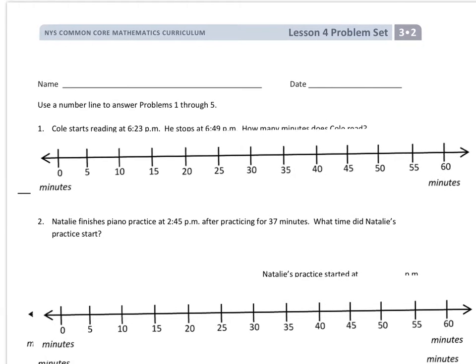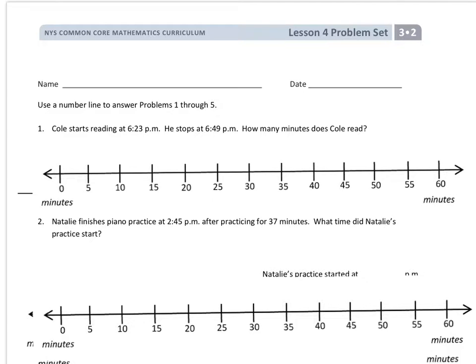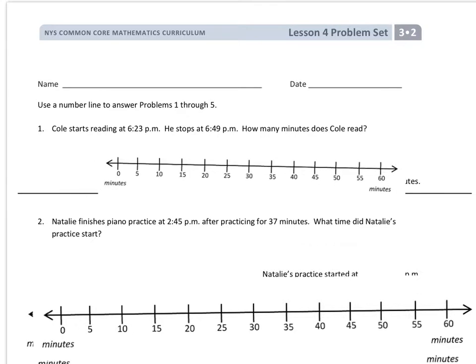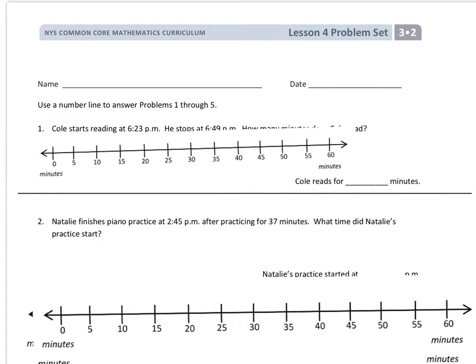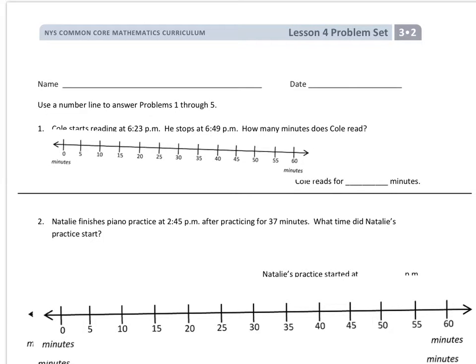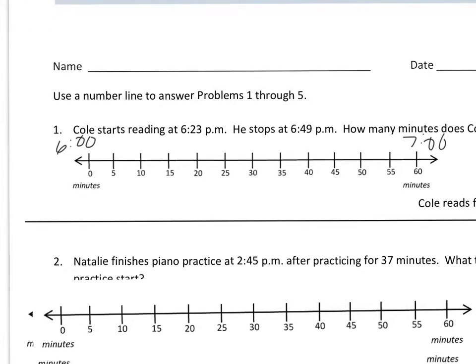Okay. So Cole starts reading at 6:23 p.m. and he stops at 6:49 p.m. So I know that my number line is from 6 o'clock. Sorry, they don't make it easy for us on this page, do they? It's so small. Okay, so I'm going to make my number line start here at 6 o'clock and then end at 7 o'clock because I know my number line goes in hours. And if I lock it down, then I can zoom my page in.